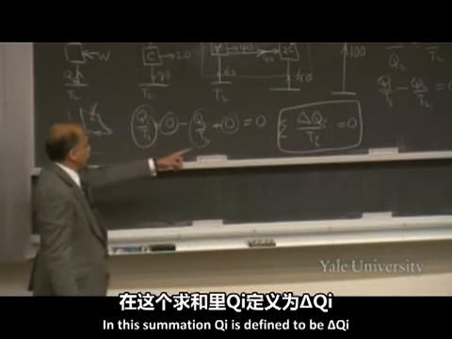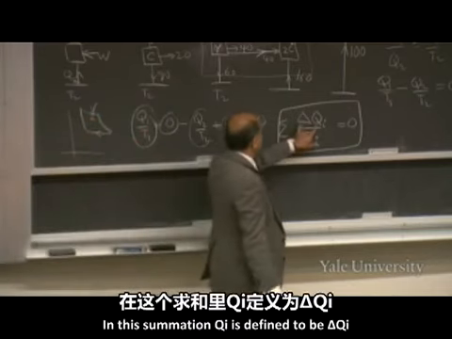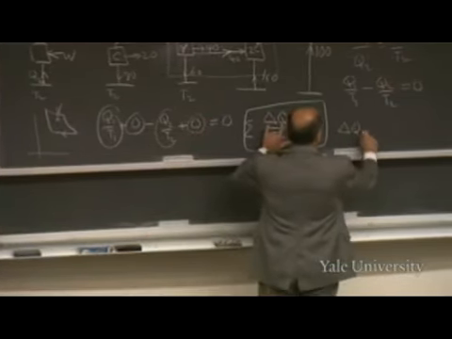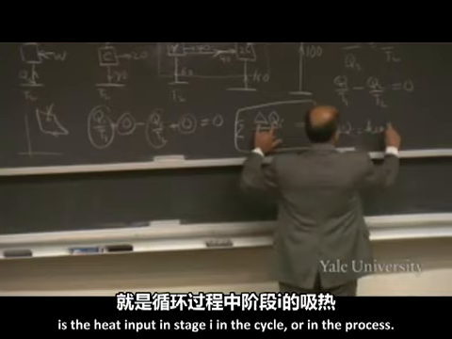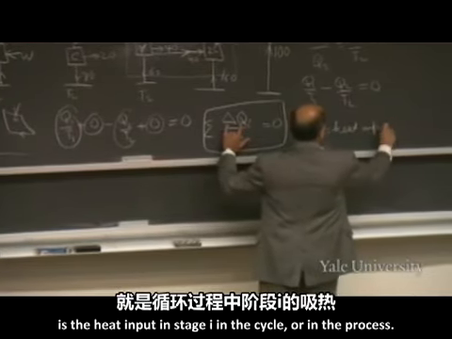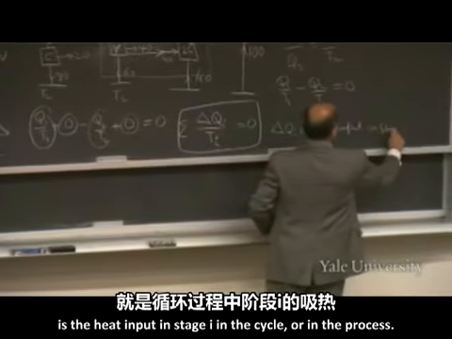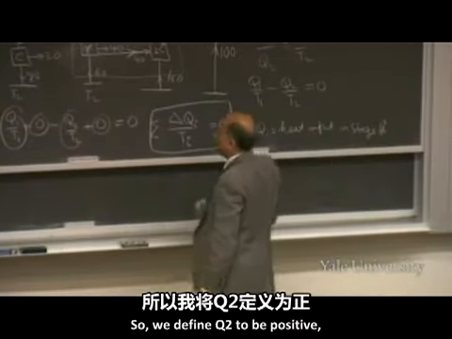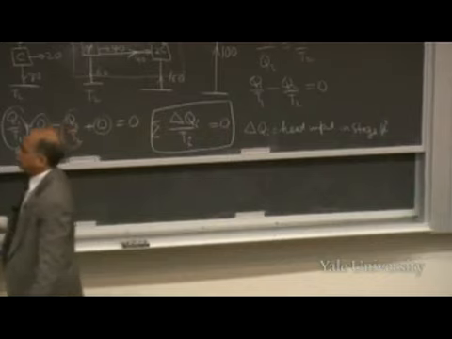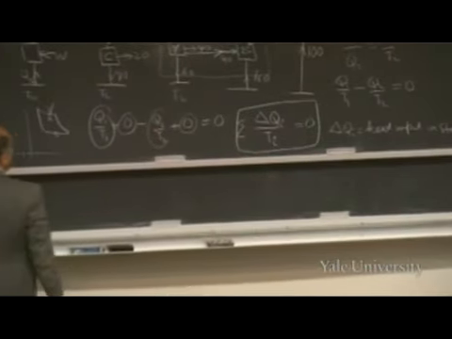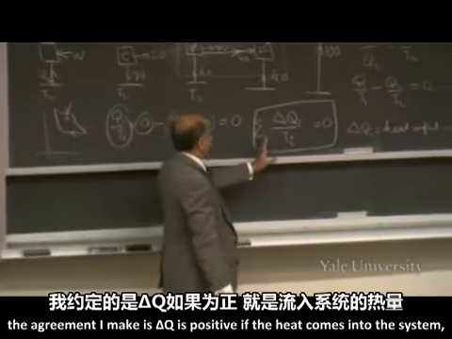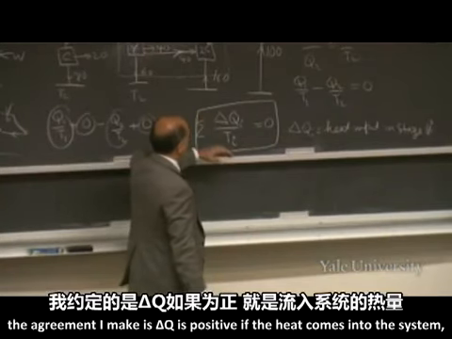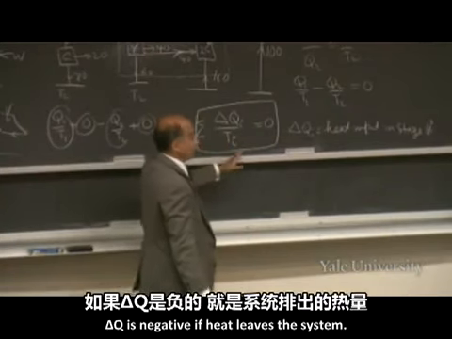In this summation, Qi is defined to be delta Qi, the heat input in stage I, in the cycle or in the process. So we define Q2 to be positive even though it was rejected by the engine. But in this summation, the agreement I make is delta Q is positive if heat comes into the system, delta Q is negative if heat leaves the system.